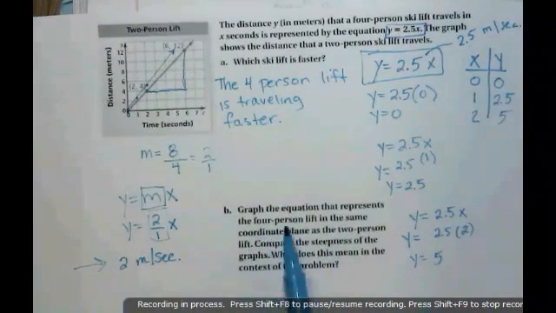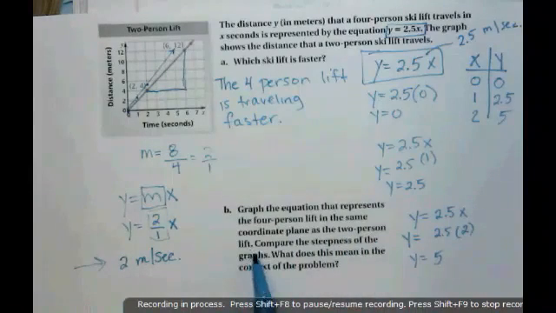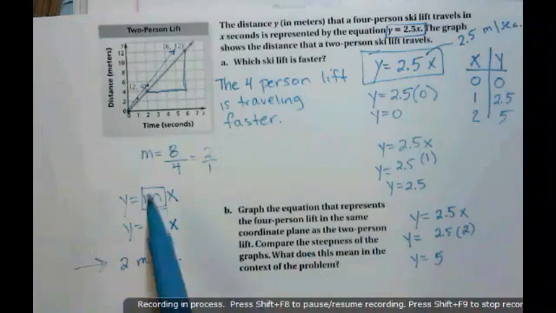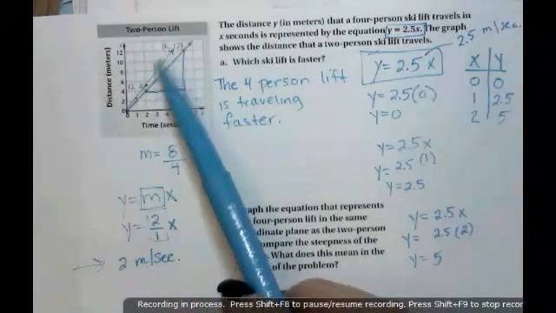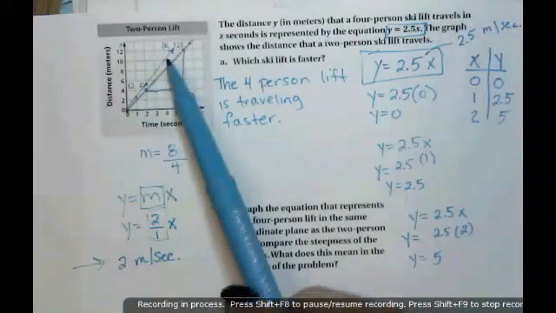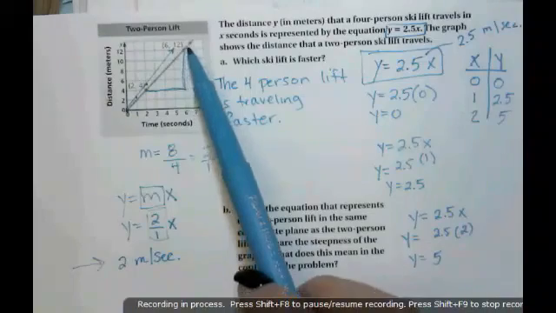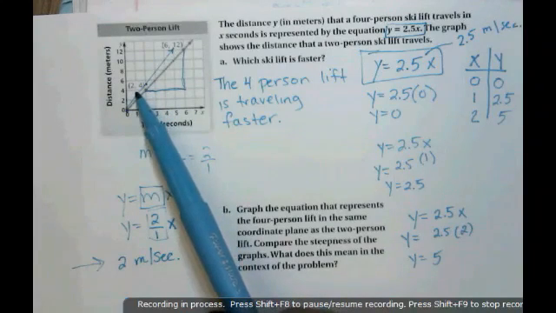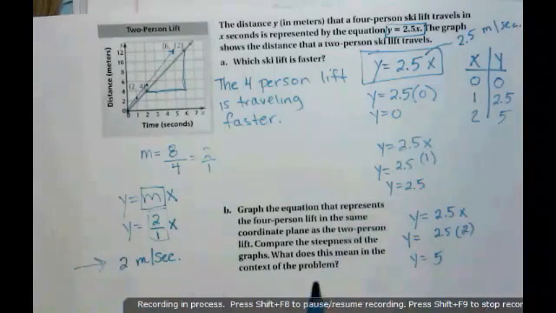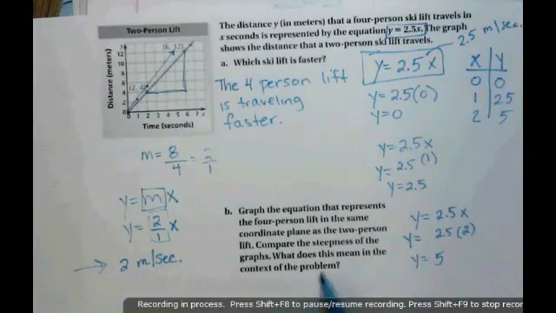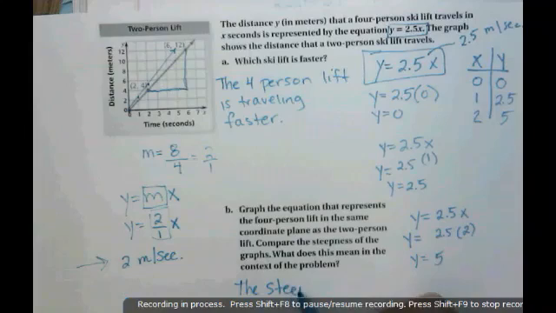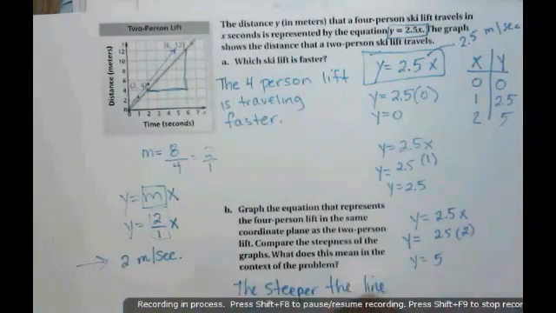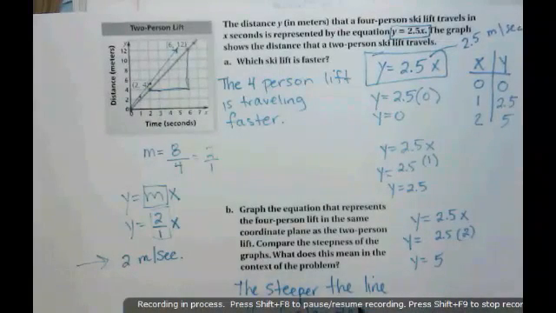Graph the equation that represents the four-person lift in the same coordinate plane as the two-person lift. Compare the steepness of the graphs. What does it mean in the context of this problem? So we already talked about this a little bit. The fact that the blue line is steeper, my distance is increasing faster over time than this black line, which represents the two-person chairlift. More distance over time is representing a faster traveling chairlift. The steeper the line, the faster the unit rate, the faster the rate of change. It's increasing at a faster rate.